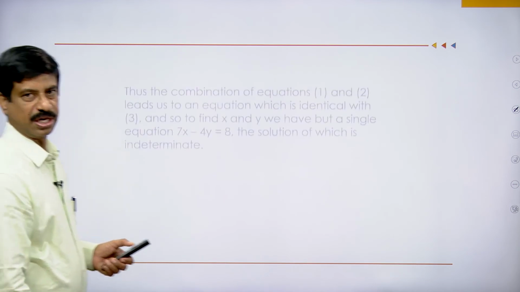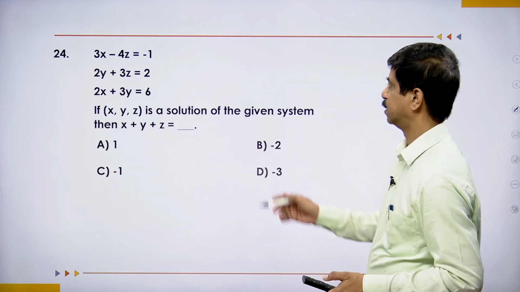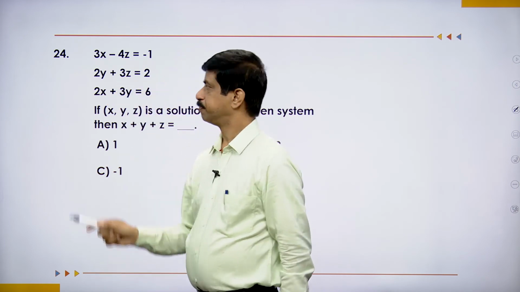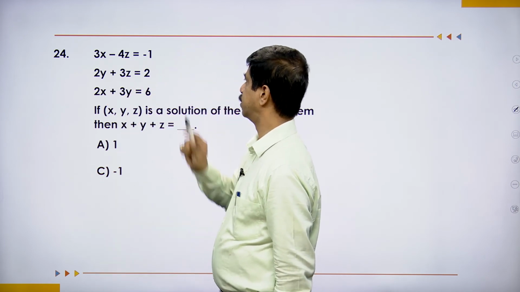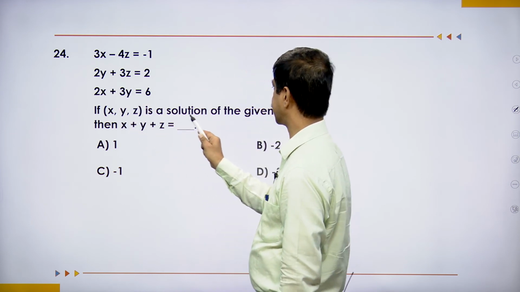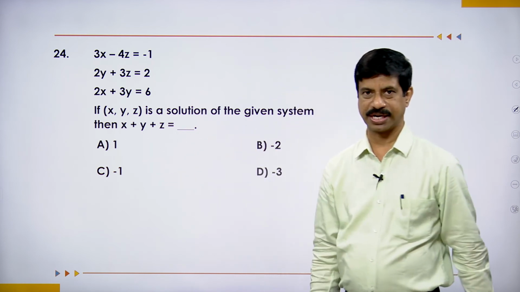So let's go to the next question. So this is same continuity. Look at this: 3x minus 4z equal to minus 1, 2y plus 3z equal to 2, 2x plus 3y equal to 6. If x, y, z is a solution of the given system of equations, then x plus y plus z equals what?